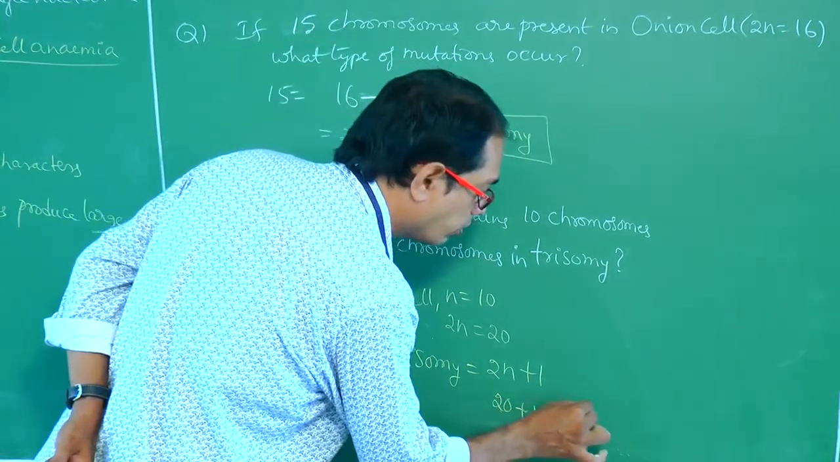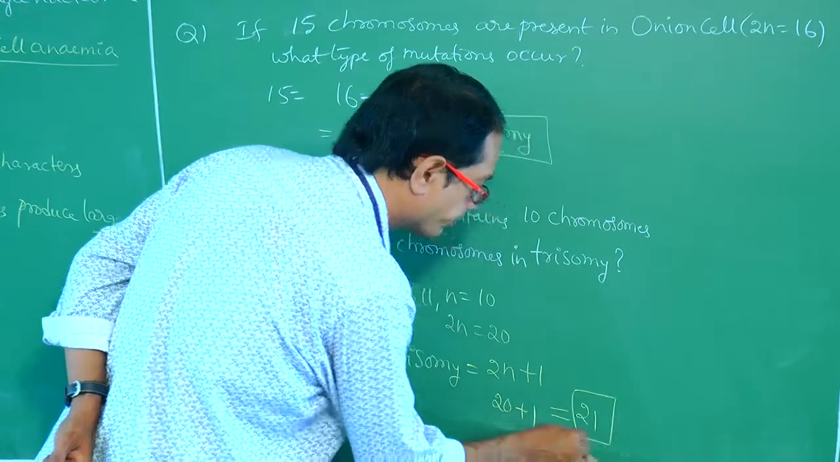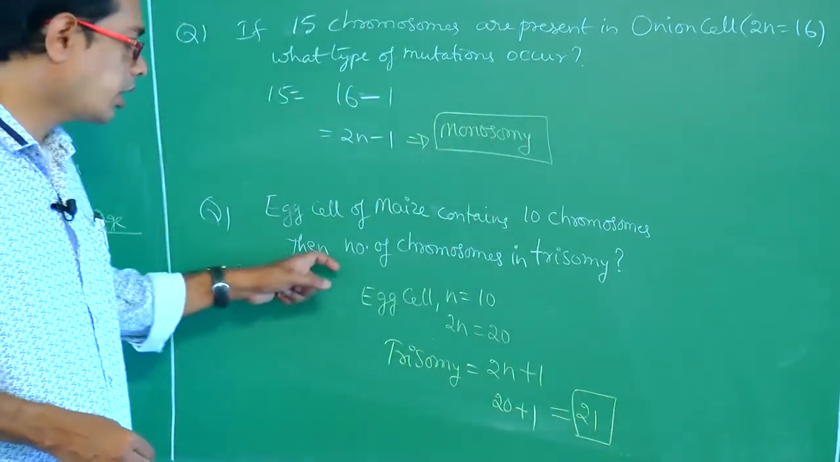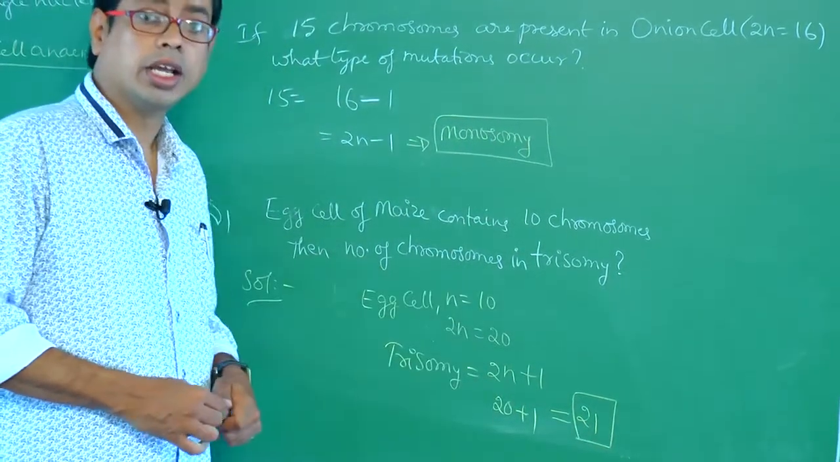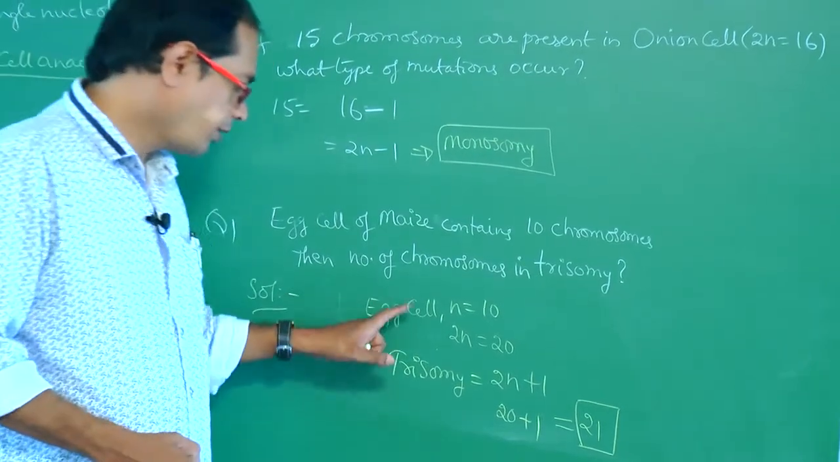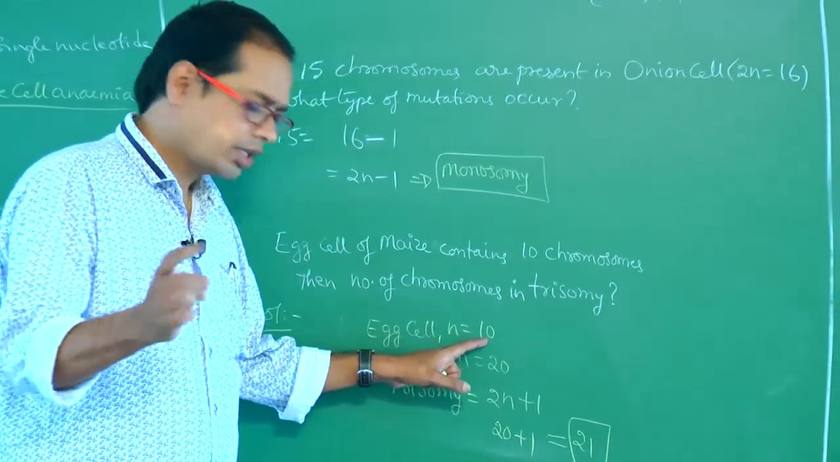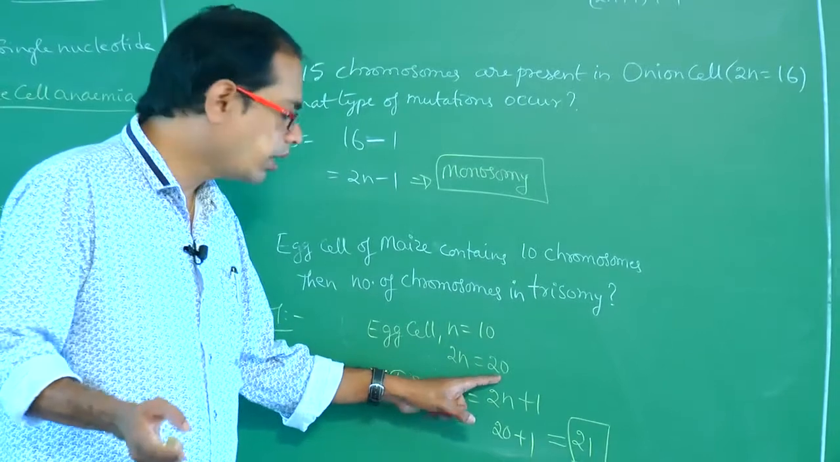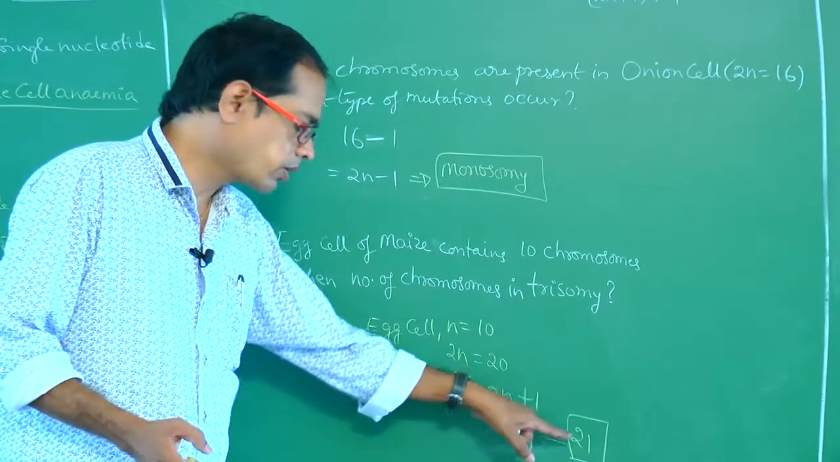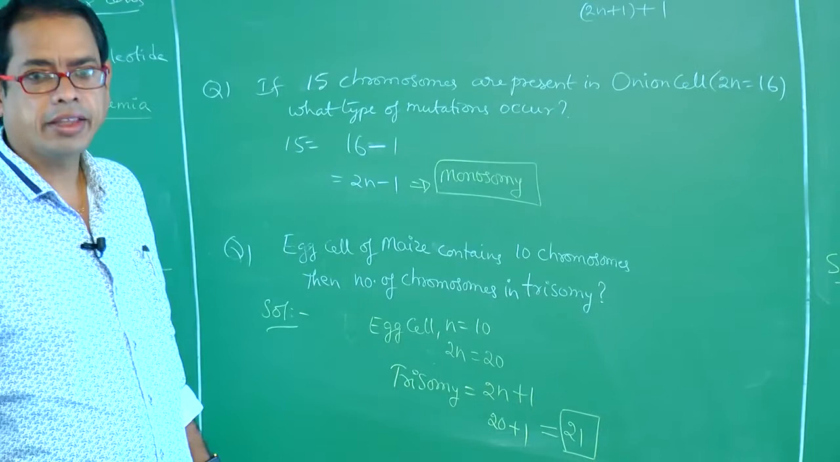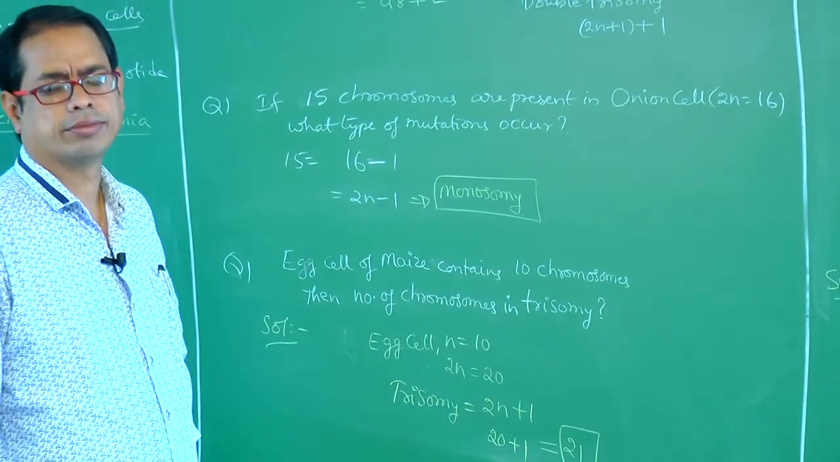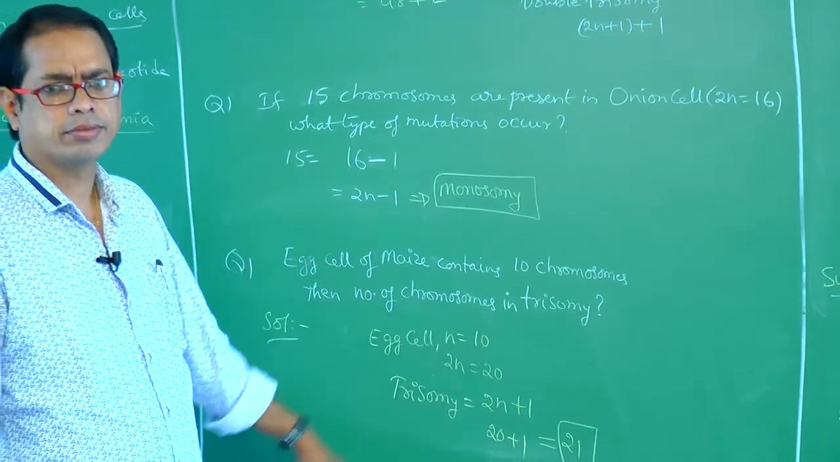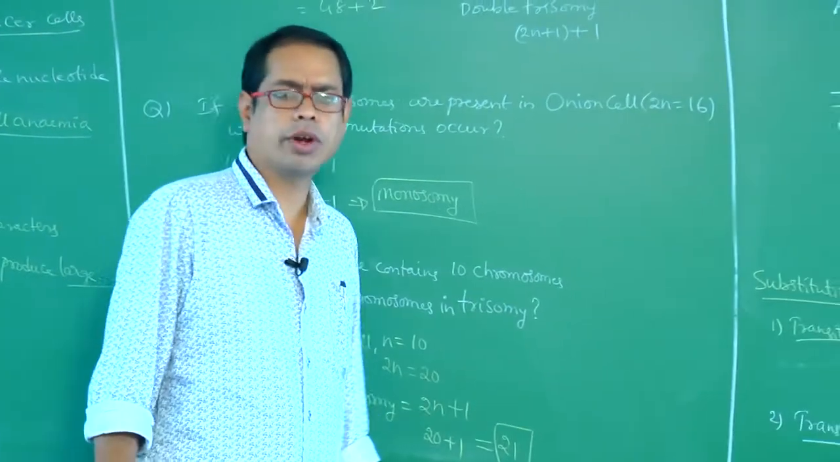That is equal to 21 number of chromosomes are found in trisomy. If egg cell contains 10, means diploid contains 20. 2n plus 1, that is 20 plus 1, 21 chromosomes. Like that we have to calculate. Are you understanding? Right. Another problem we are going to solve.